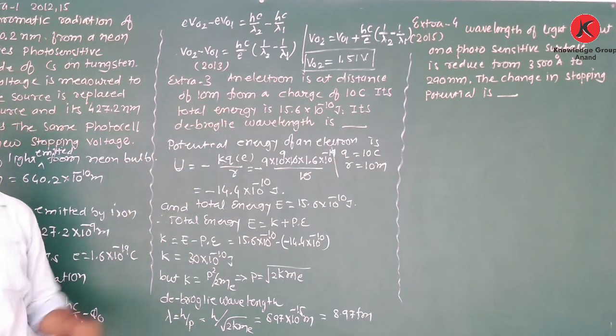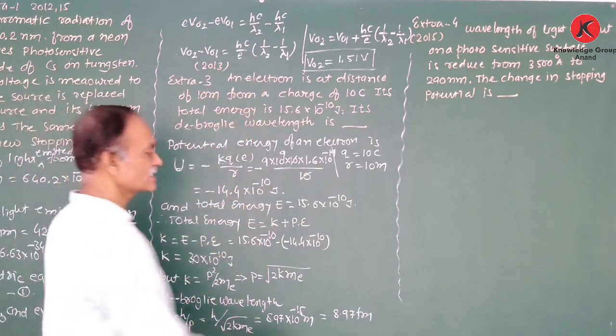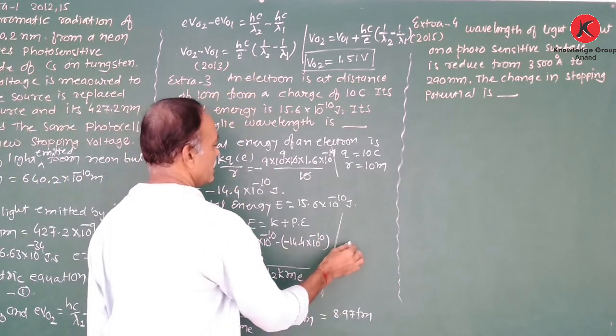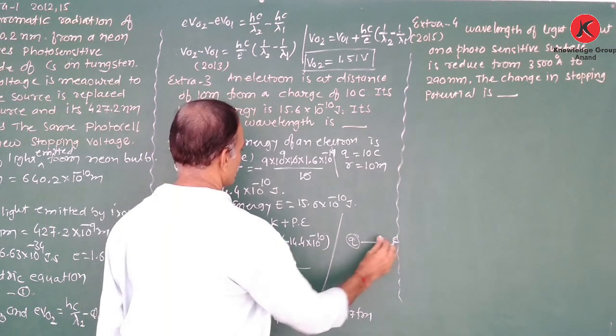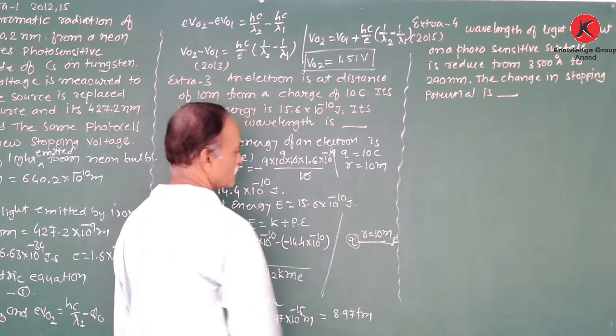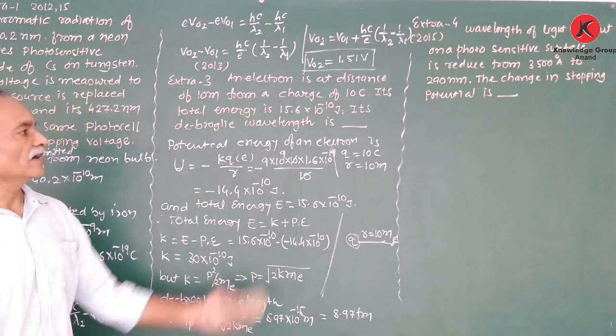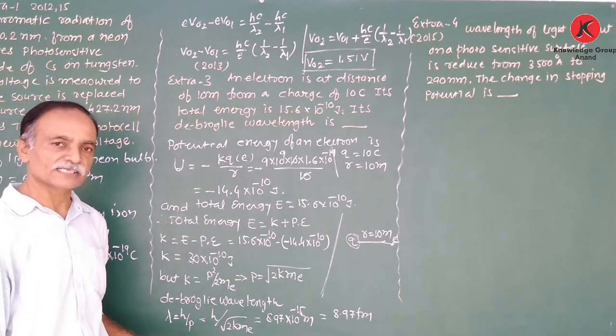Again here, this numerical says that an electron is at a distance of 10 meter from the charge q. The electron is here, and the distance is r. r is given as 10 meter. So its total energy is given as 15.6 into 10 to the power minus 10 joule.